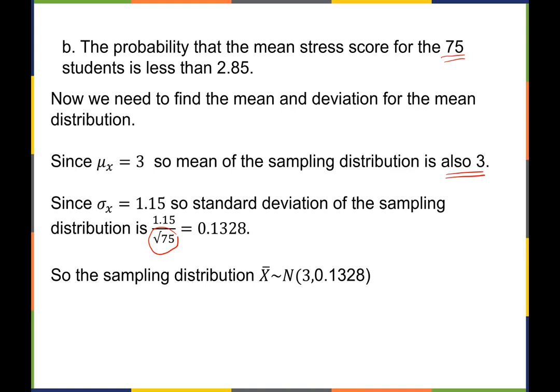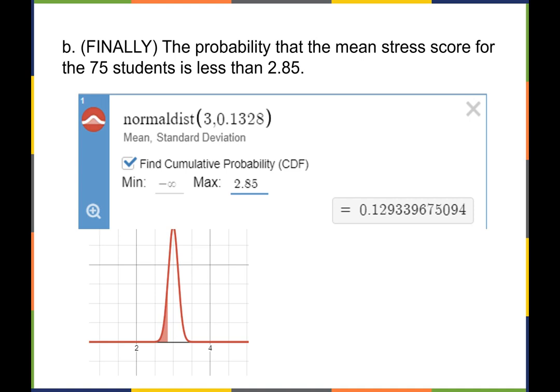So now we found the mean and the standard deviation of the sampling distribution x bar, the means, and we know it's distributed normal, 3, 0.1328. We are almost ready to answer the question.